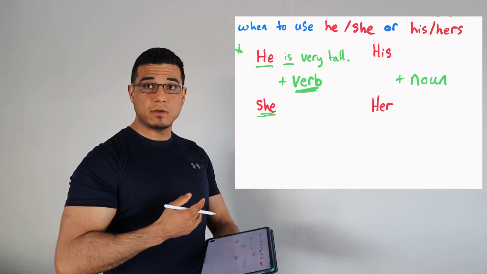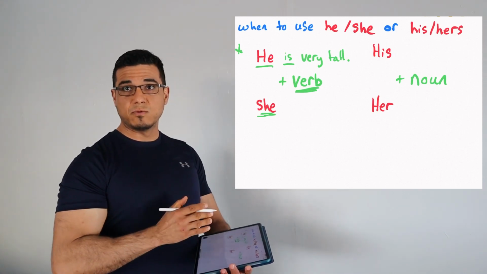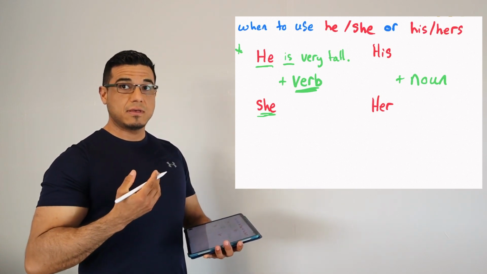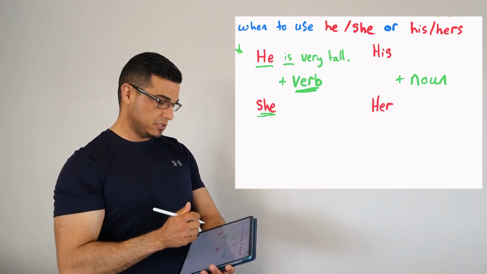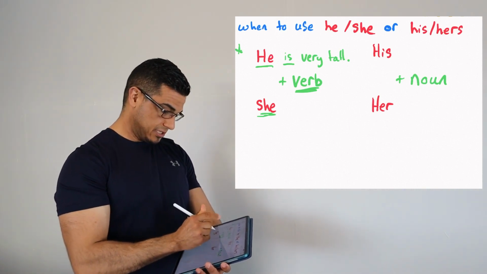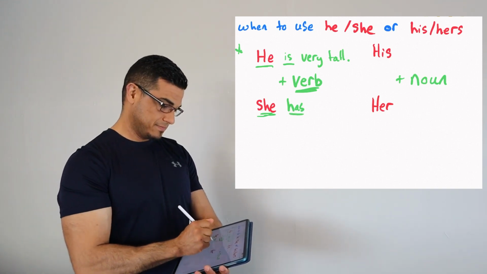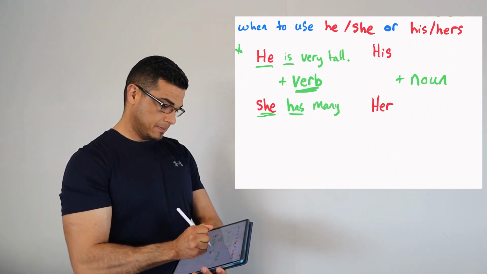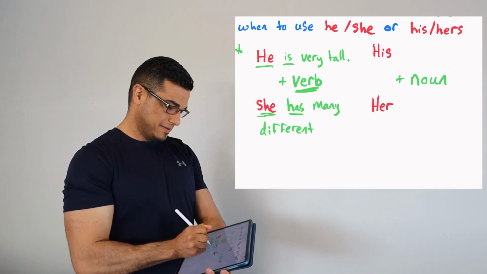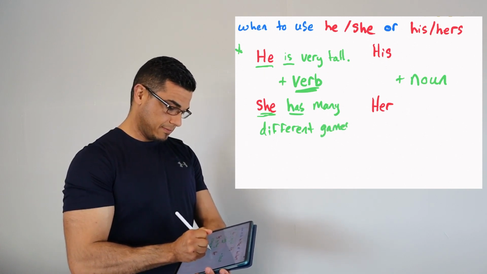All right, now looking below where it says she, we're going to do the same thing. We're going to follow that same rule where we follow that subject pronoun with a verb. So she has, we'll use as an example, because has is going to be our verb. Many different games, and you're going to have to forgive my handwriting, guys. Period.